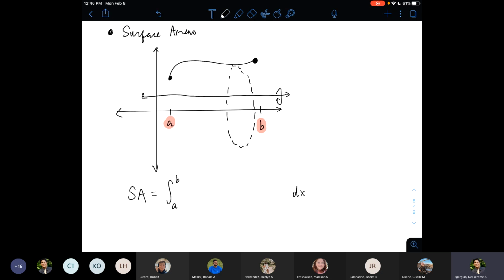And then what we'll have here is 2 pi r times the arc length, or not exactly the arc length, but the integrand in the arc length. So this would be the square root of 1 plus, let's say this is y equals f of x, f prime of x quantity squared.